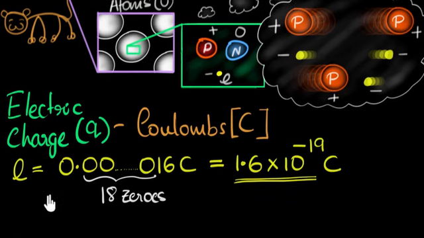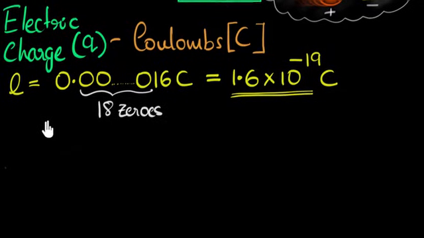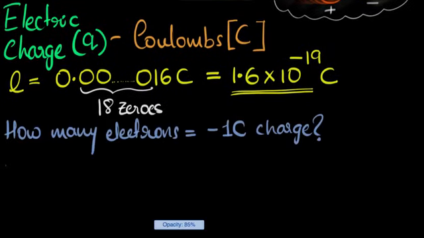So let's think about this. Let's go down a little bit. And so here's the question. How many electrons together make up a negative 1 coulomb worth of charge? So it's a great idea to pause the video first and see if you can try to do this yourself. Using this information, try to figure this out yourself first. All right, let's do this.